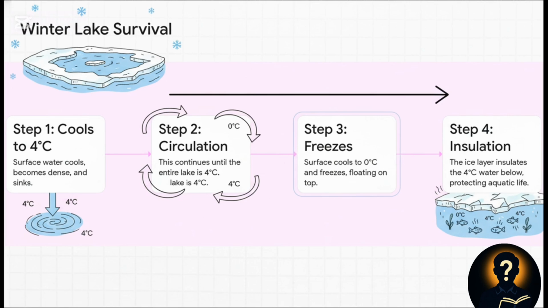Now, when the surface gets even colder, down to 0 degrees, it freezes. And since ice is less dense than 4-degree water, it floats on top, forming a protective, insulating layer. It's like a blanket for the lake, keeping all the fish safe and sound in the 4-degree water below.